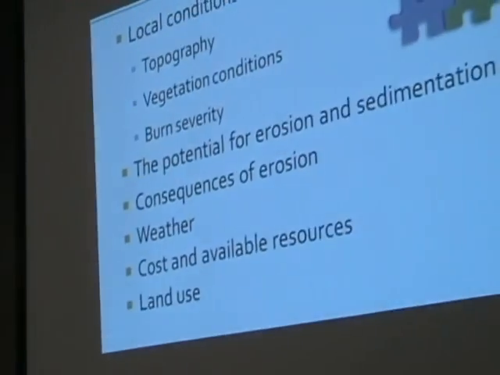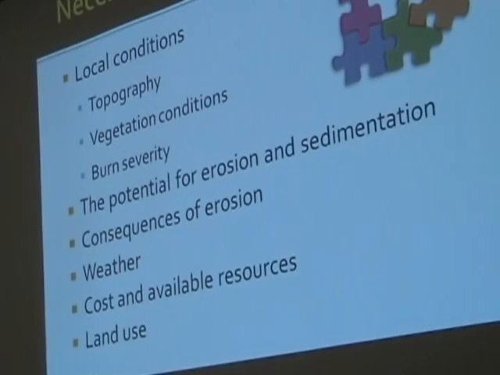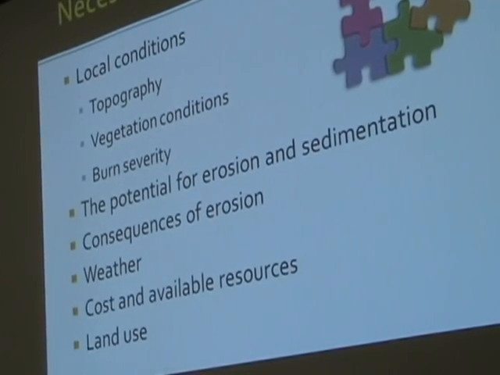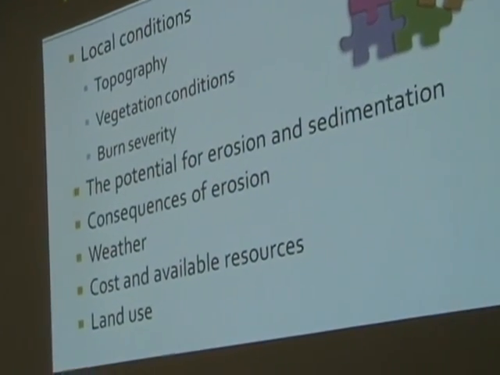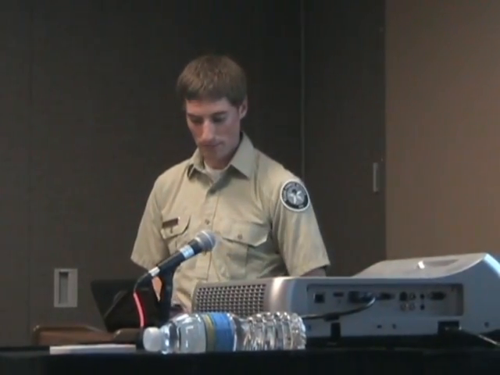Consequences of erosion are going to dictate which practices. Preventing some erosion in a pasture area, compared to a severe erosion event that could impact property, might dictate how much money and resources you want to invest into that erosion control measure. The weather obviously is a questionable factor. Cost of available resources is all going to be dictated by site-specific conditions: how much area you're dealing with, how big a risk the erosion problem is, and what practice you're implementing. And then obviously the land use, whatever you're trying to manage that property for, is also going to be a factor.